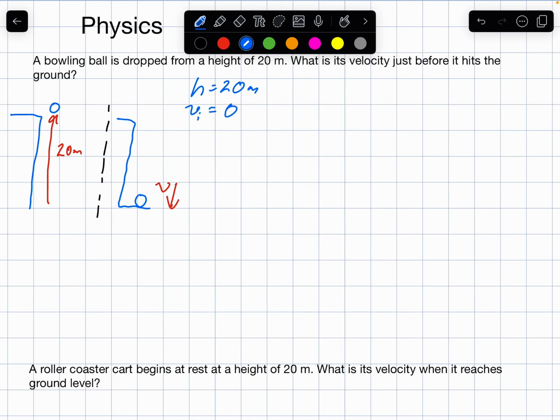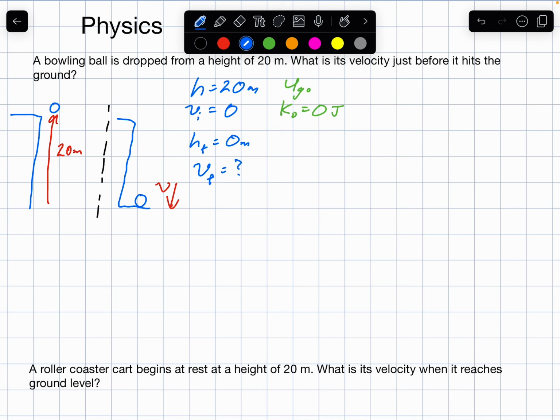That tells us in terms of the energy, that the initial kinetic energy is 0 joules, of course, and that initially we have some gravitational potential energy. And then later on, at the end, the final height is 0 meters, and the final velocity is what we're looking for. Okay, so how are we going to do this?